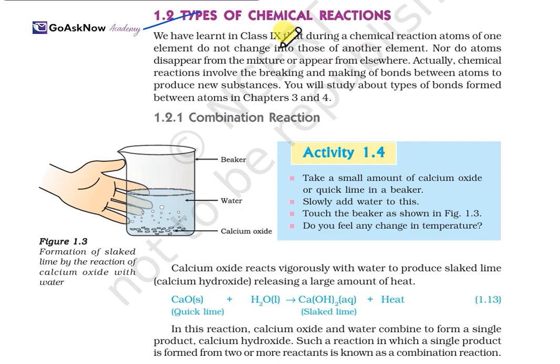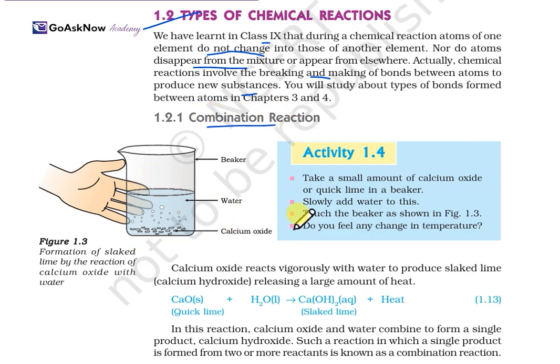Also, we learned in class 9th that during a chemical reaction, atoms of one element do not change into those of another element, nor do atoms disappear from the mixture or appear from elsewhere. Actually, a chemical reaction involves the breaking and making of bonds between atoms and produces new substances. You will study the types of bonds formed between atoms in the next chapters 3 and 4. But for now, let's study the combination reaction.